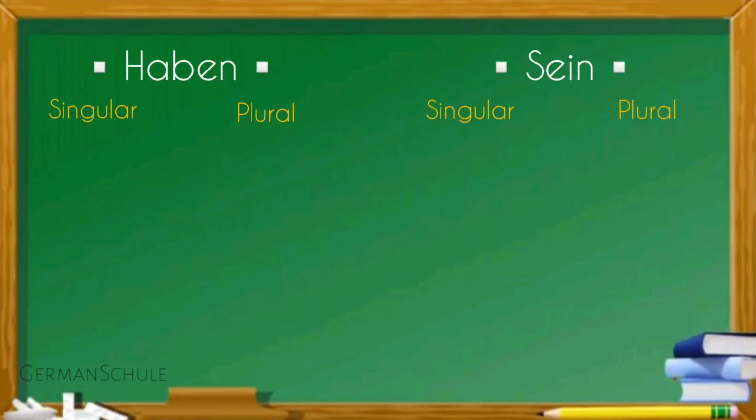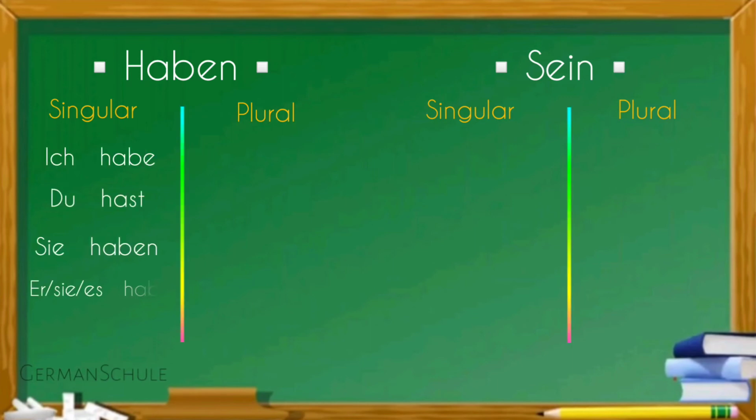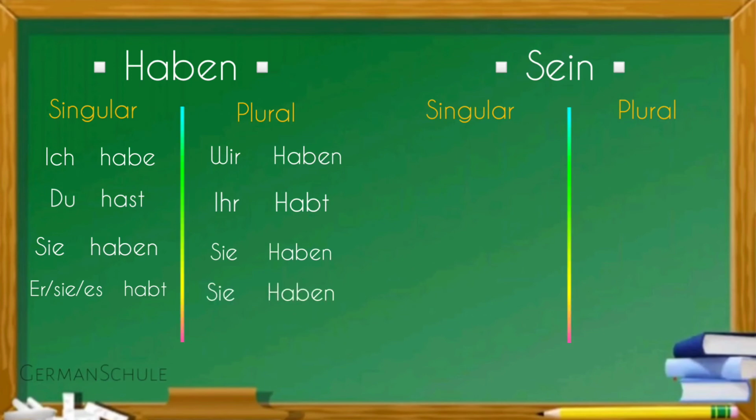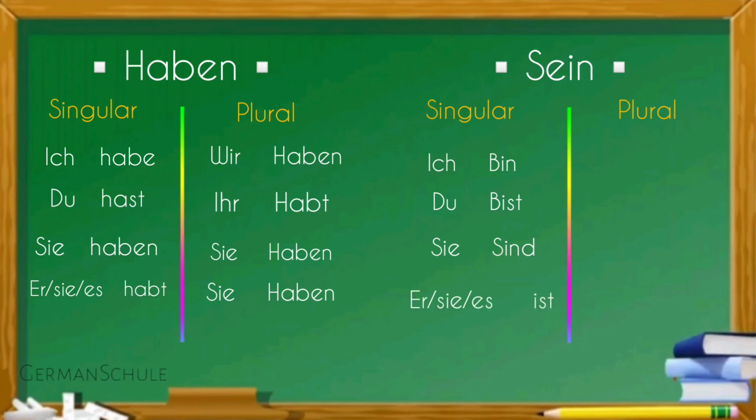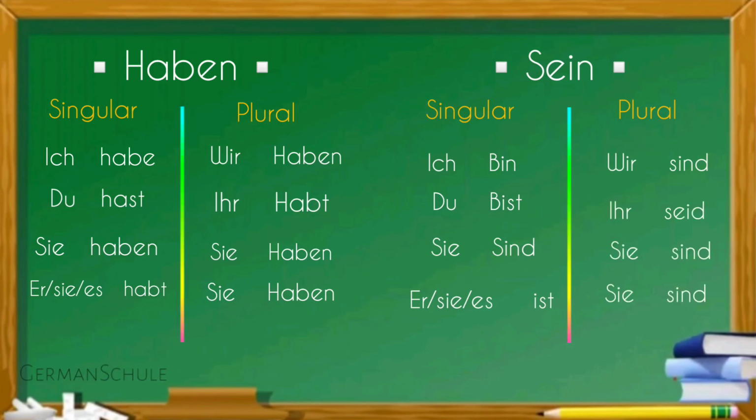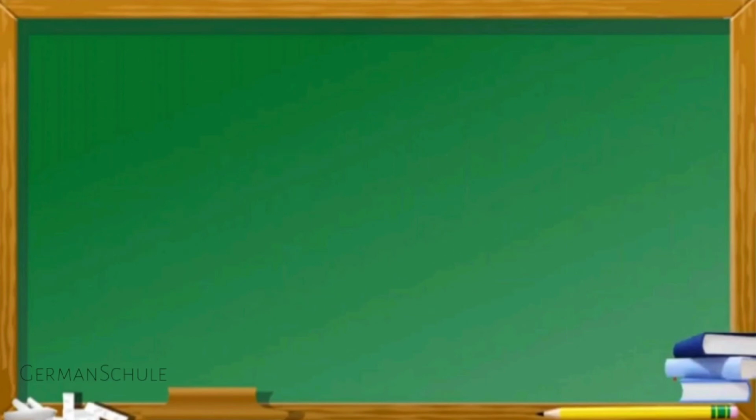Now before we start with the exercise, let's look at the conjugations once again. Haben, singular. Ich habe, du hast. Sie haben, sie hat. Plural, wir haben, ihr habt. Sie haben, sie haben. Now sein, singular. Ich bin, du bist. Sie sind, sie ist. Plural, wir sind, ihr seid. Sie sind, sie sind. Now it's time to exercise.